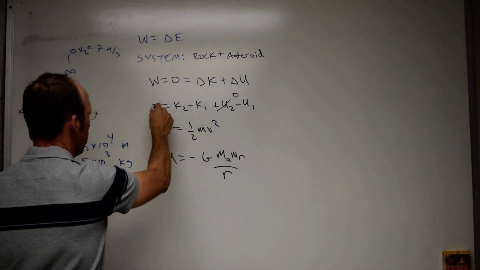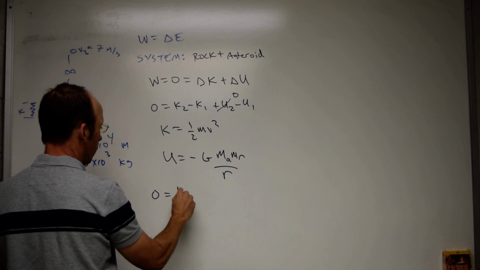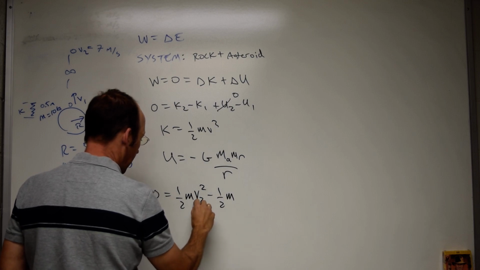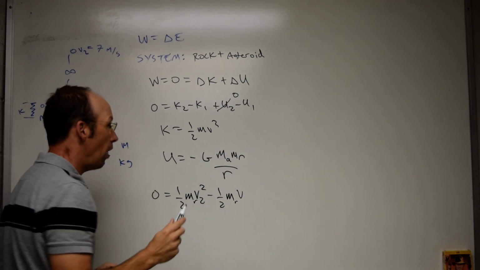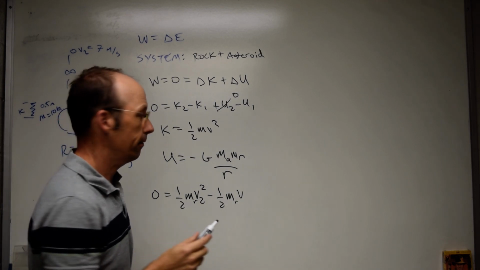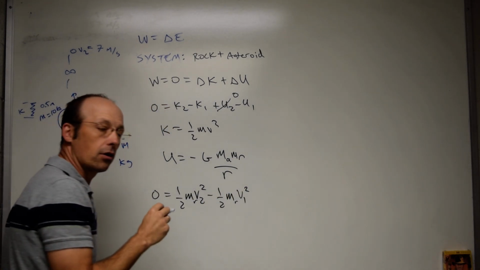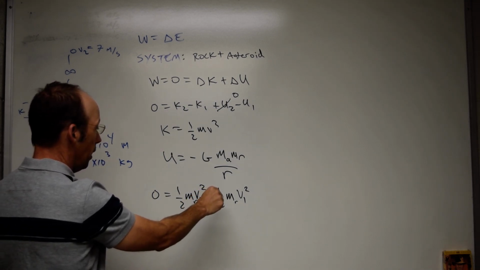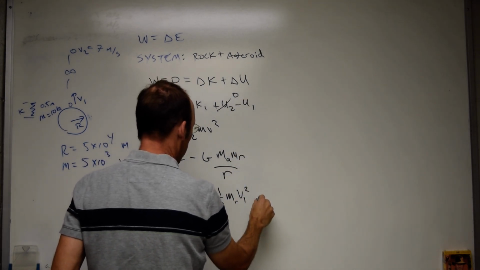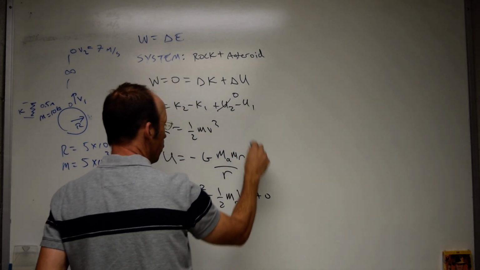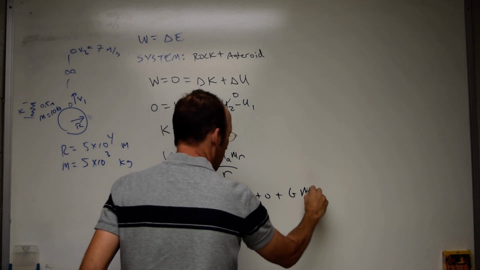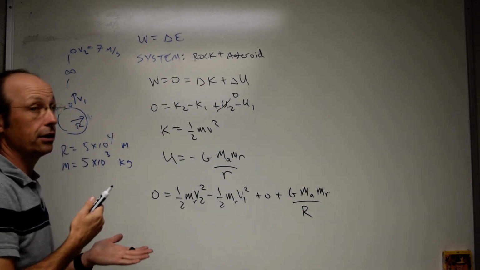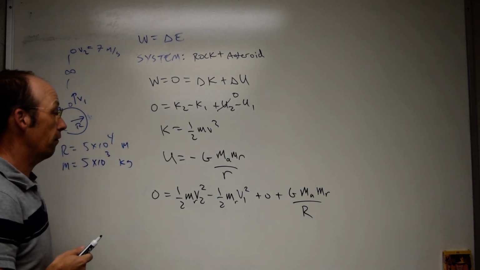So let's just write this out. So this becomes 0 equals 1/2 m v2 squared minus 1/2 m, this is the mass of the rock, v1 squared. Not the rock, Dwayne Johnson. The rock. I like to add jokes in there so you know that I'm thinking about you. And then I have that 0, so it's going to be plus 0 minus U1, so it's going to be plus G, mass of the asteroid, mass of the rock, over the radius of the asteroid. That's where I start. The distance between these two starts at the radius of the asteroid.